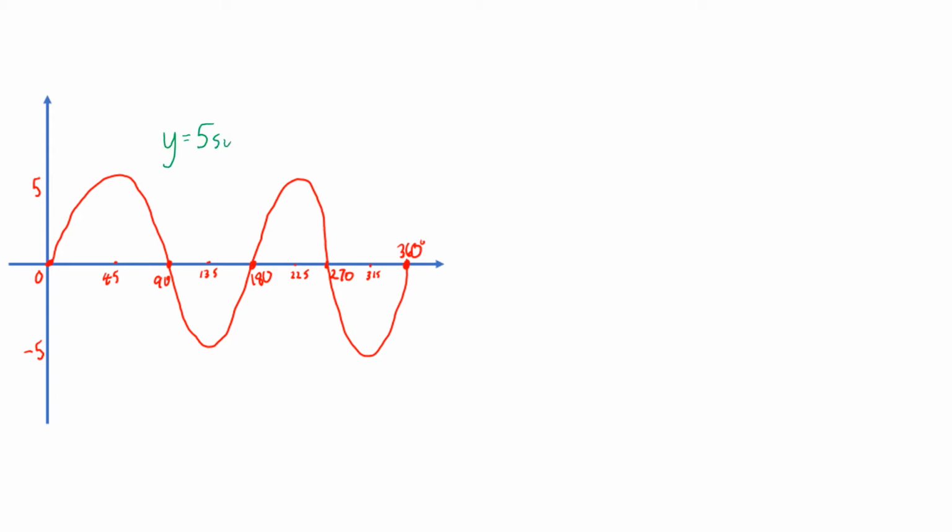5 sine 2x degrees. This is our x and our y axis. Okay, it's 5 sine 2x degrees because it goes up to 5, down to minus 5, and in 360 degrees there is 2 revolutions of the sine graph.